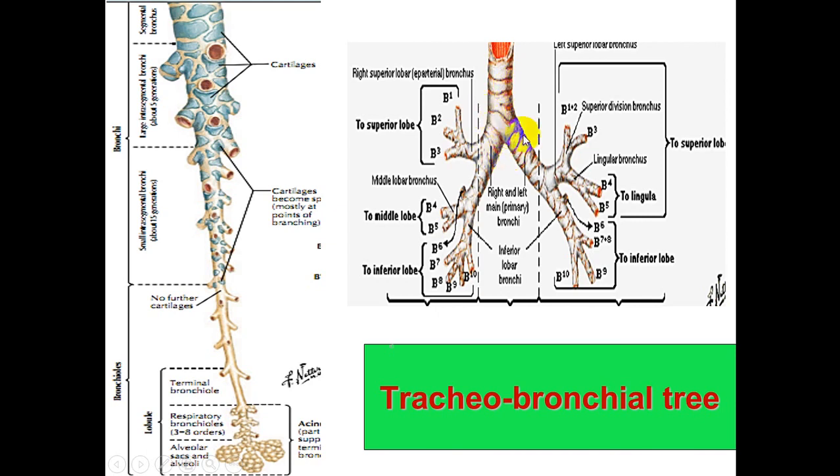The left main bronchus is narrower, longer, and more oblique than the right main bronchus. It is 5 centimeter long, and here you can observe that the angle the right main bronchus makes with the trachea is almost 25 degrees, while that of the left main bronchus with the trachea is 45 degrees.